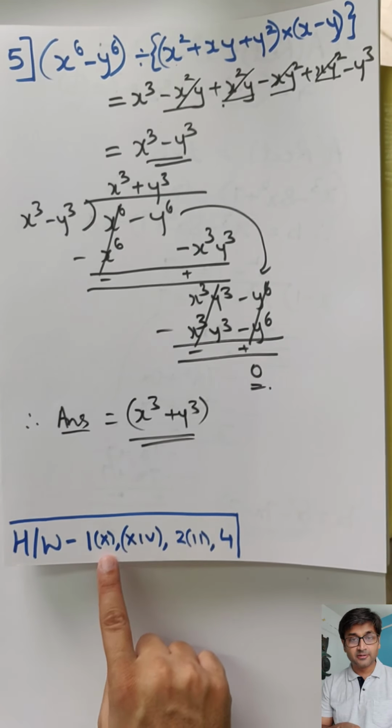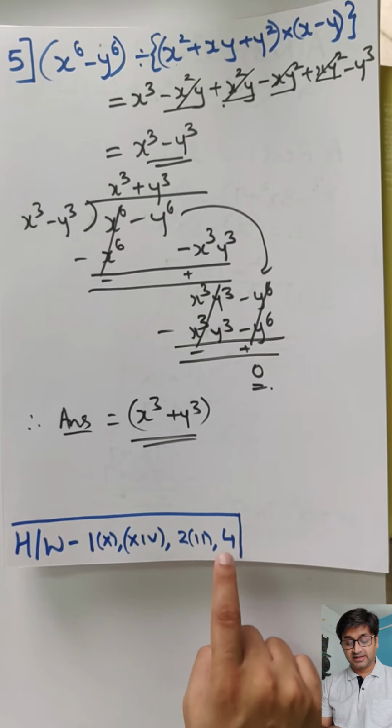Your homework: 1 part 10, 1 part 14, 2 part 2 and sum number 4.